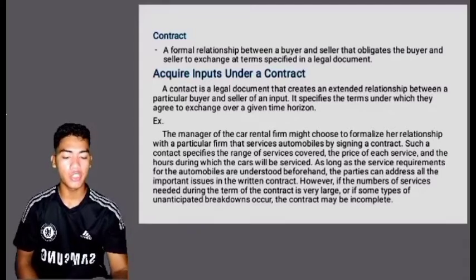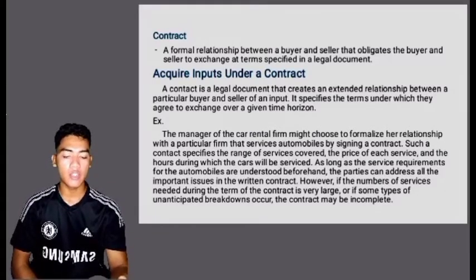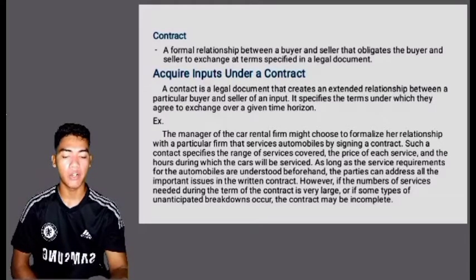Contract, a formal relationship between a buyer and seller that obligates the buyer and seller to exchange at terms specified in a legal document. A contract is a legal document that creates an extended relationship between a particular buyer and seller of an input. It specifies the terms under which they agreed to exchange over a given time horizon. Example: the manager of the car rental firm might choose to formalize her relationship with a particular firm that services automobiles by signing a contract.